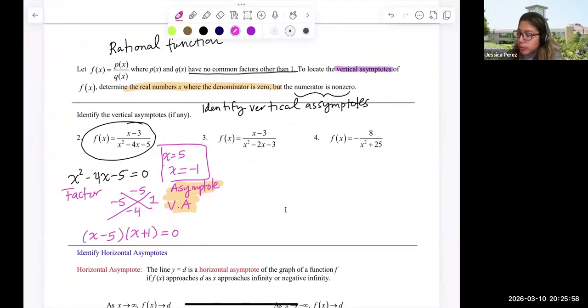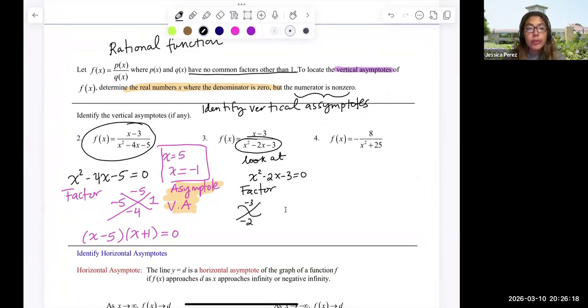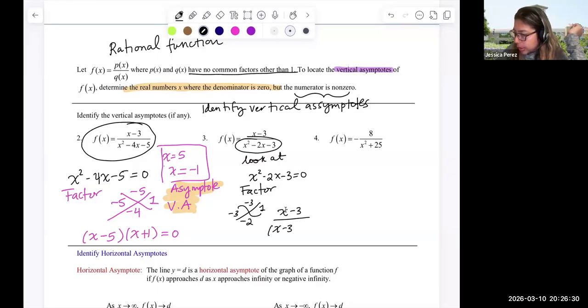Now let's look at question 2. We want to find the vertical asymptote. So you look at the denominator. So you look at x squared minus 2x minus 3, set that equal to 0 and factor. If I factor, I have a -3 and a -2, two numbers that multiply and give me -3, but add to -2, that looks like -3 and +1. So my numerator is x minus 3 and my denominator is x minus 3 and x plus 1.